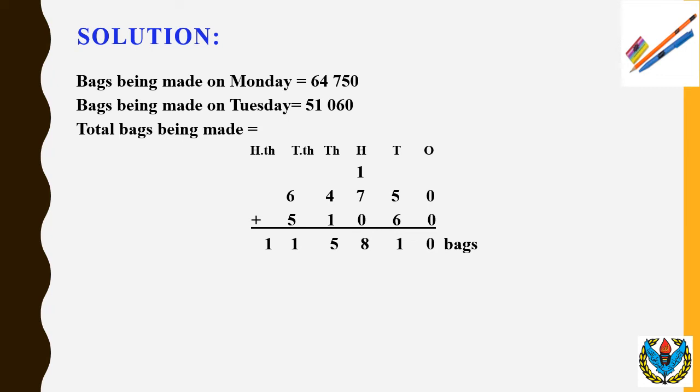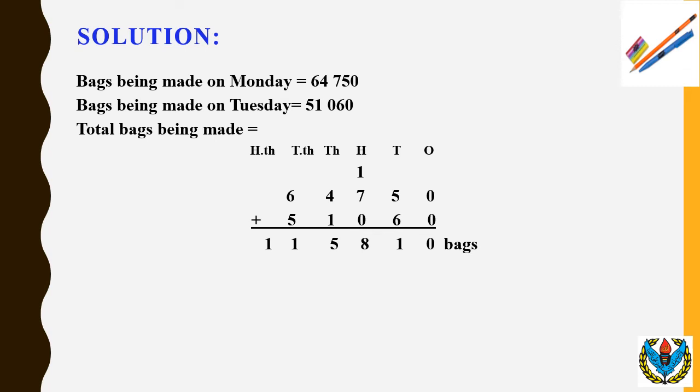First statement: bags made on Monday is equal to 64,750. Next, bags made on Tuesday is equal to 51,060. The next is total bags made. How can we find it? Firstly, we will write it in vertical form, and we will add them from the right side, meaning from the ones column.